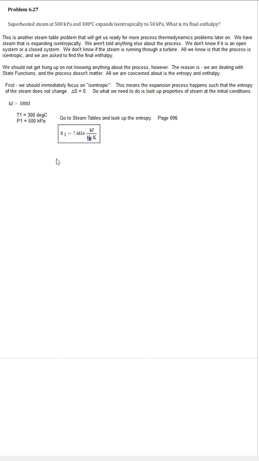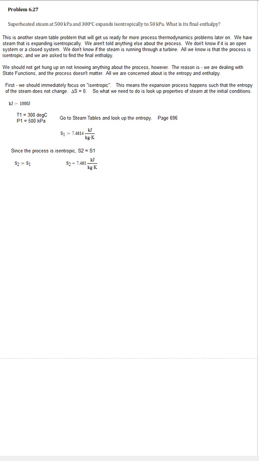If you do make mistakes, you will get partial credit depending on how grievous those mistakes were, but do all you can to be as accurate as possible, of course. So we've got our initial entropy, and because the process is isentropic, our final entropy, S2, is going to equal S1. That's just a very simple little relation, saying that S2, the entropy of our steam, is going to be 7.461 kilojoules per kilogram Kelvin.